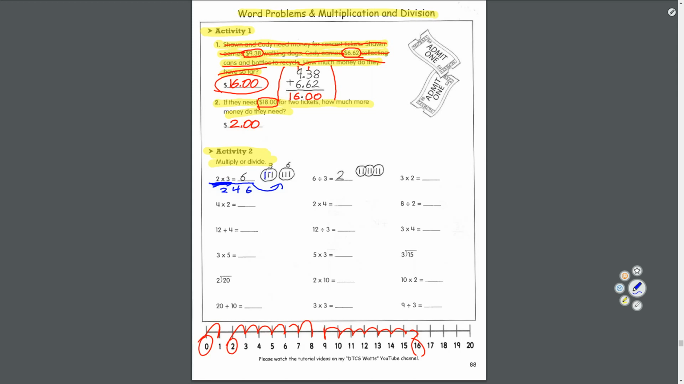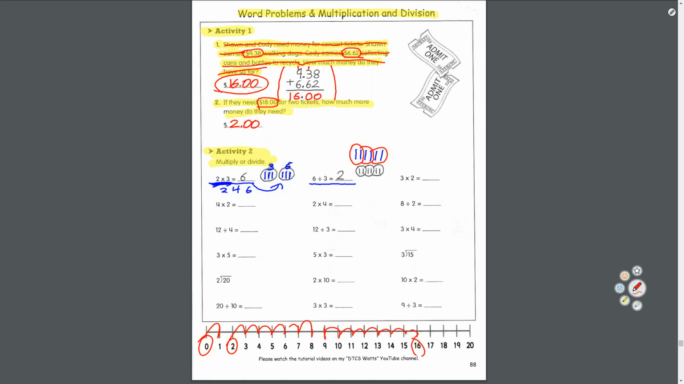Here's one group of 3, and here's 2 groups. And I know 3, 6. You can do it both ways. And now we have 6 divided by 3 equals 2. So dividing means you're splitting it up. So I had 1, 2, 3, 4, 5, 6, and I'm going to split it into 3 groups. 1 group, 2 groups, 3 groups. So each group, you see there's 2 inside of them.